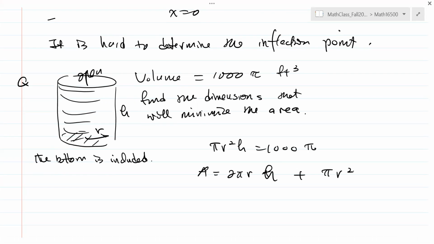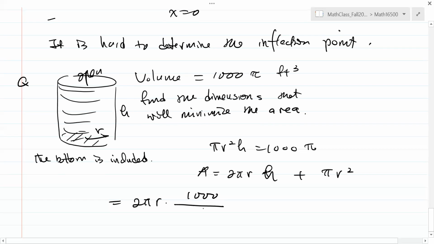Okay, you want to minimize this area and find the dimensions. So clearly, you should solve for h in terms of r. So it's going to be 1,000 over r squared.